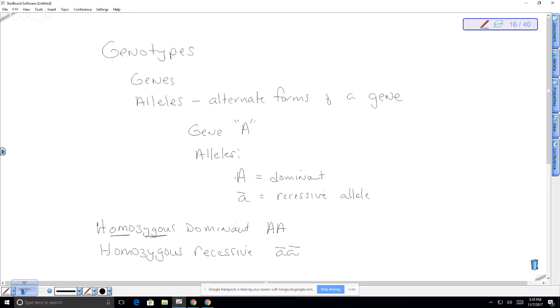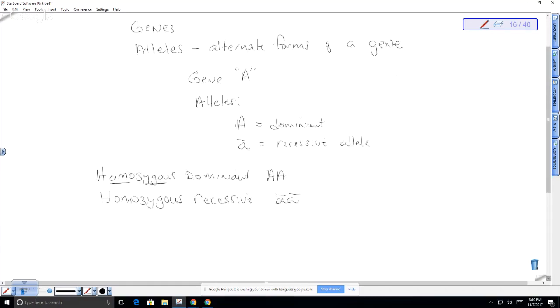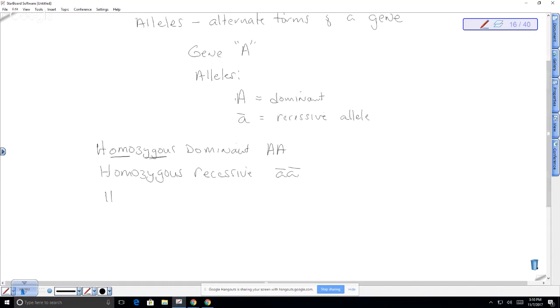Notice that I'm diploid, because in our genotypes we have two copies of every chromosome, two copies of every gene. And then down below, the combination is said to be heterozygous. So this would be big A, little a. The dominant allele, in this particular instance, is going to mask the presence of the recessive allele.